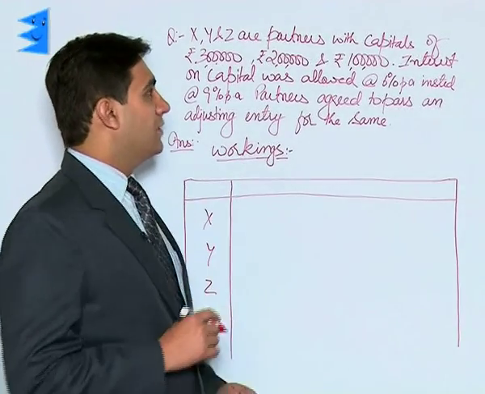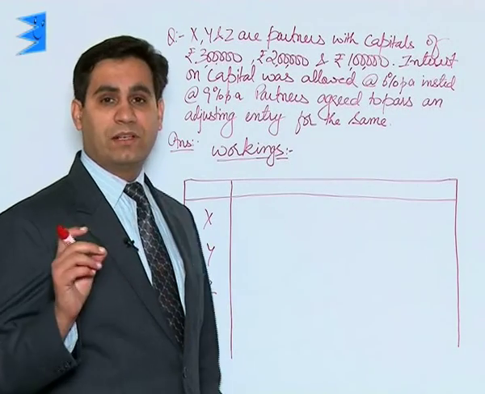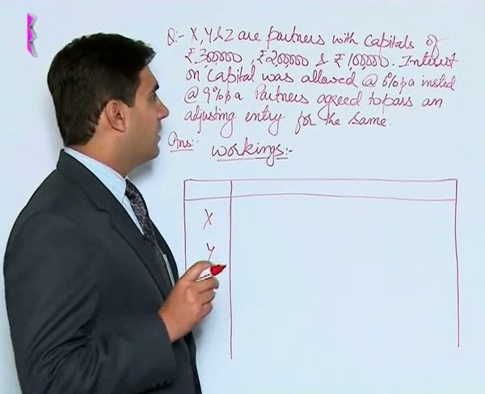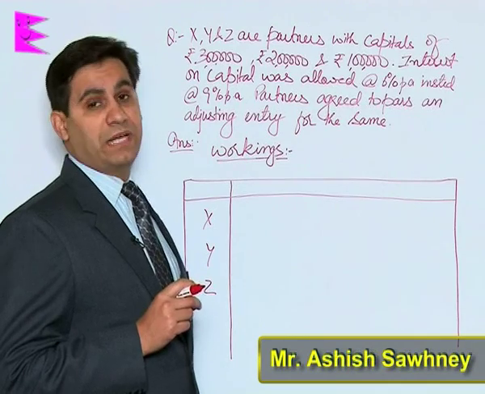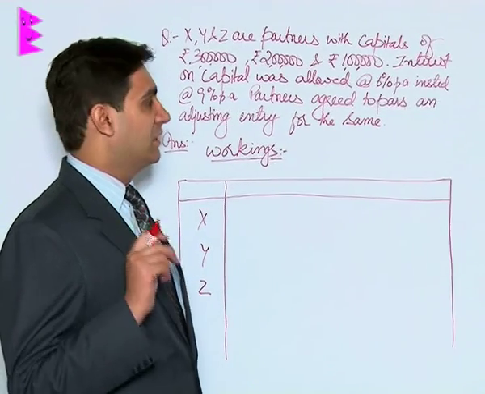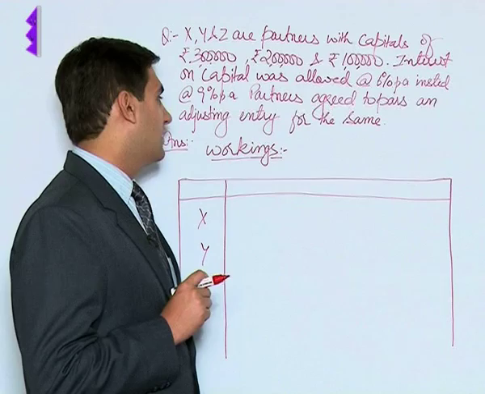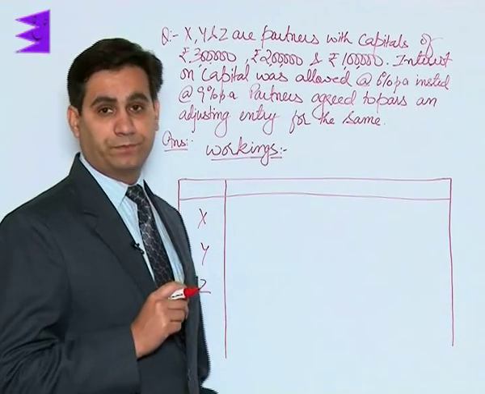X, Y and Z are partners with capitals of 3 lakh, 2 lakh and 1 lakh respectively. Interest on capital was allowed at 6% per annum instead of 9%. The partners agreed to pass an adjusting entry for the same.